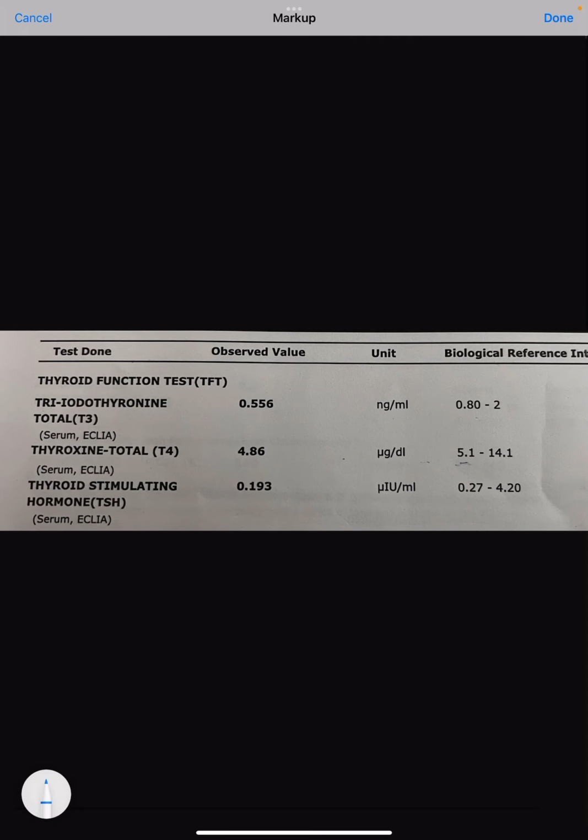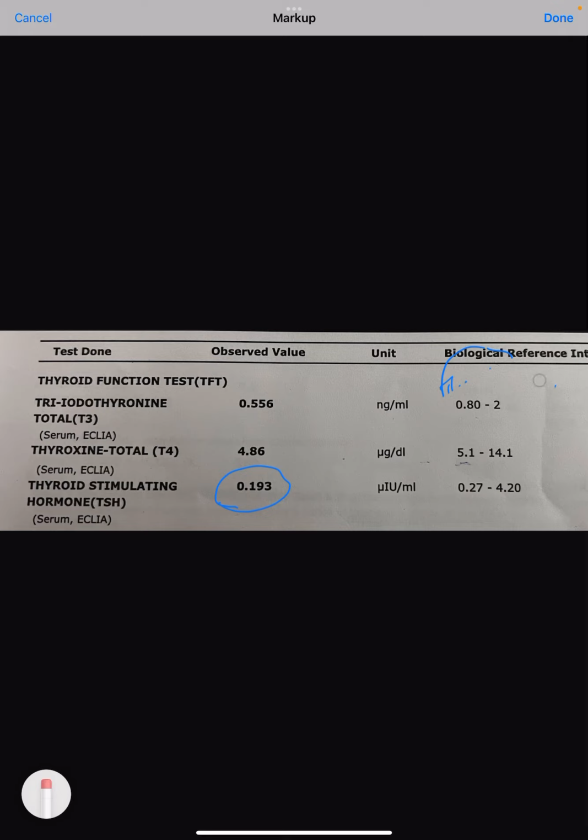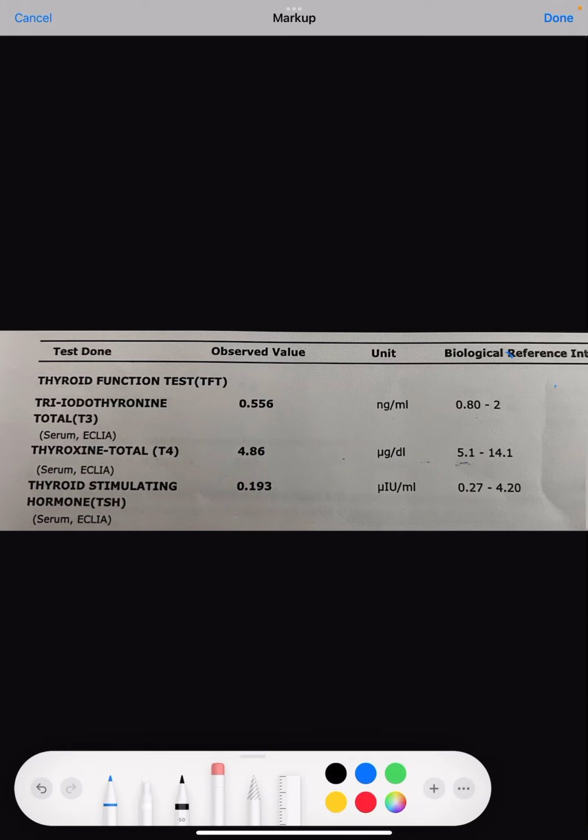So actually, here the fault is not of the thyroid gland, because if the thyroid gland had been at a problematic level, the TSH would have definitely increased. TSH is the message from the brain that tells the thyroid gland to increase the production of thyroid hormones. But in this case, the thyroid gland is not the problem. In this case, the brain is not working properly. In short, the pituitary gland is not producing enough TSH.